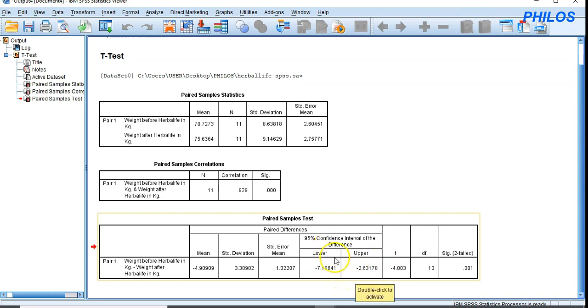So when we look at the lower and the upper here, you see that they have the same sign. They are both negative. So since they are both having the same sign, the decision is to reject the null hypothesis. And remember, it is the null hypothesis which says that the Herbalife is not effective. So we are rejecting it. So it means we are supporting the alternative that says that the Herbalife weight gaining combo is effective. So finally, we are going to conclude that the Herbalife product weight gain combo is effective in making people gain weight.